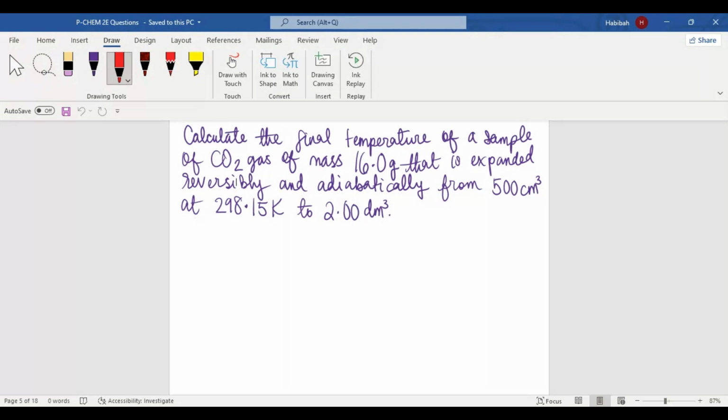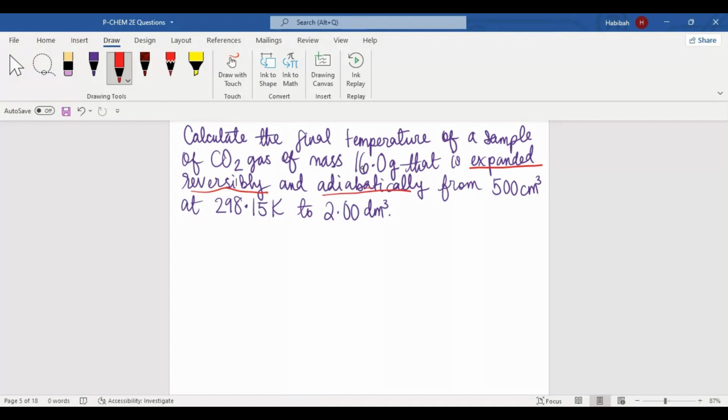Today we're going to be working on the question on the screen that says calculate the final temperature of a sample of CO2 gas of mass 16.0 gram that is expanded reversibly and adiabatically from 500 centimeter cubed at 298.15 kelvins to 2.00 dm cubed. The first thing you have to note is that we're told that this is a reversible adiabatic expansion problem. So anytime you have questions like this, you make sure you remember that you're going to be dealing with a specific formula for this question.